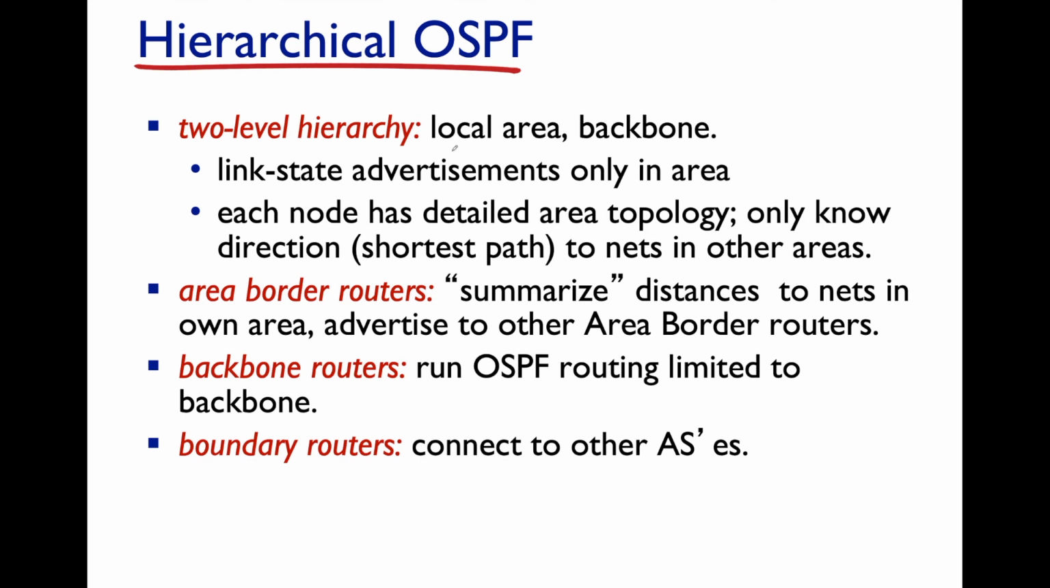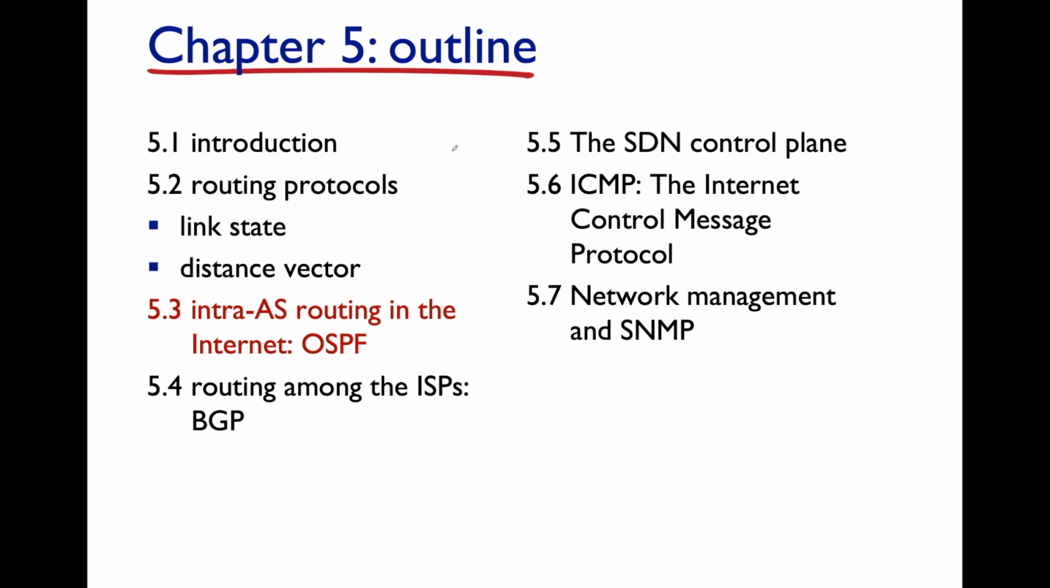And the backbone routers run OSPF, but it's limited just to the backbone. So there are different domains, if you will, over which these routing algorithms are run. The backbone is separate from each one of the areas. And then the boundary router is connected to other autonomous systems. Okay, so with that, that's all I had to say about this hierarchical aggregation using intra-AS routing for OSPF, for aggregating groups of routers together in a hierarchical fashion for much better scalability.